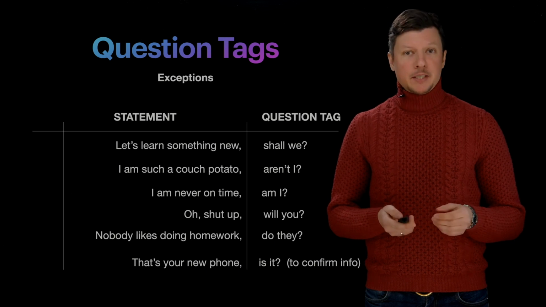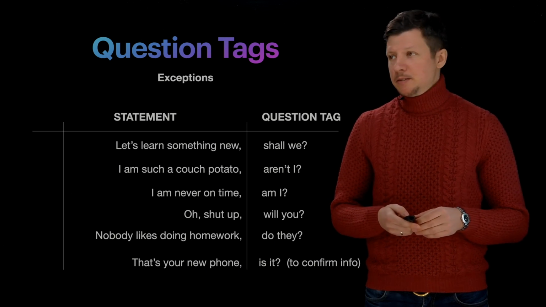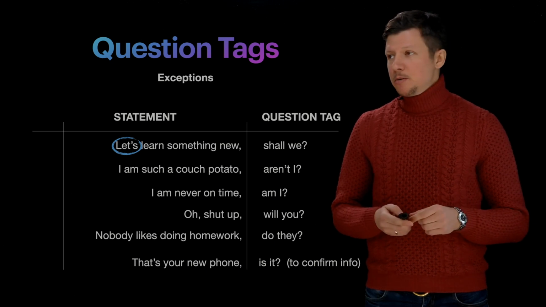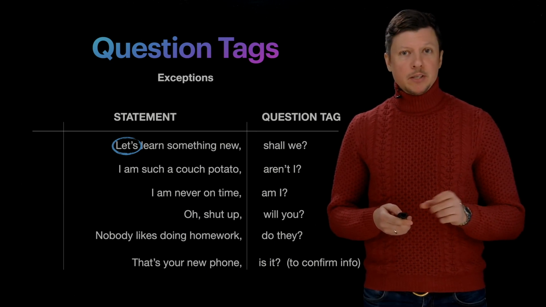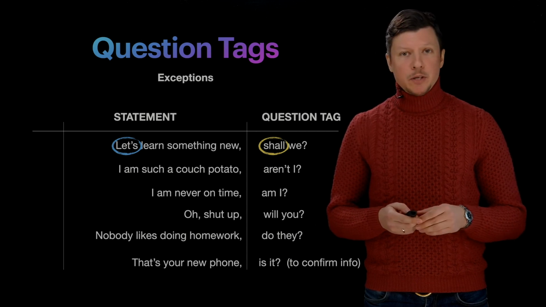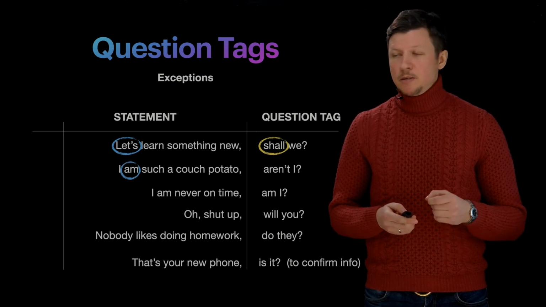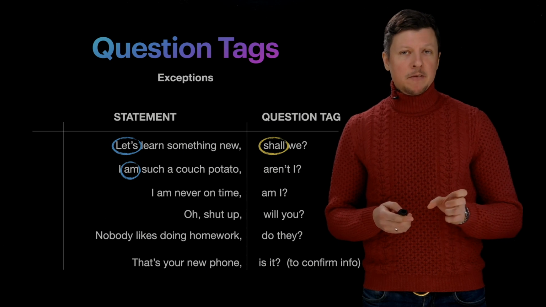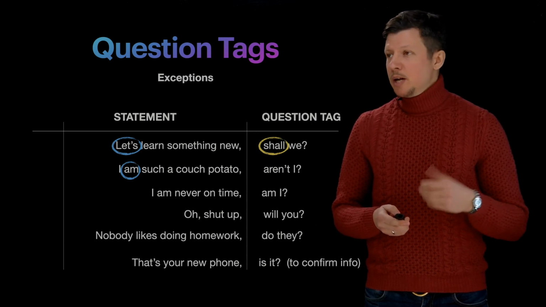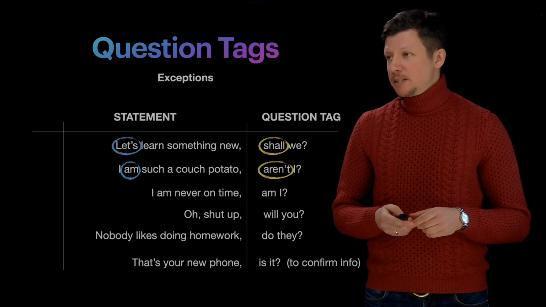Let's have a look at a couple exceptions. There are plenty of them and they are very good to know. Let's learn something new. We use shall in the question tag. Shall we? I'm such a couch potato. Now here, when we turn am into negative, we will not use amn't, but we are going to use aren't. So, I'm such a couch potato, aren't I?